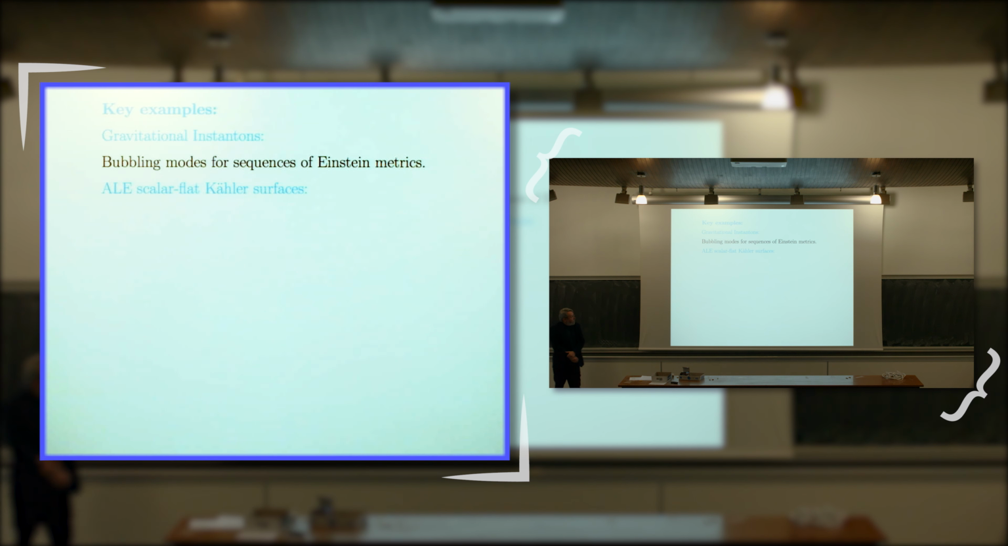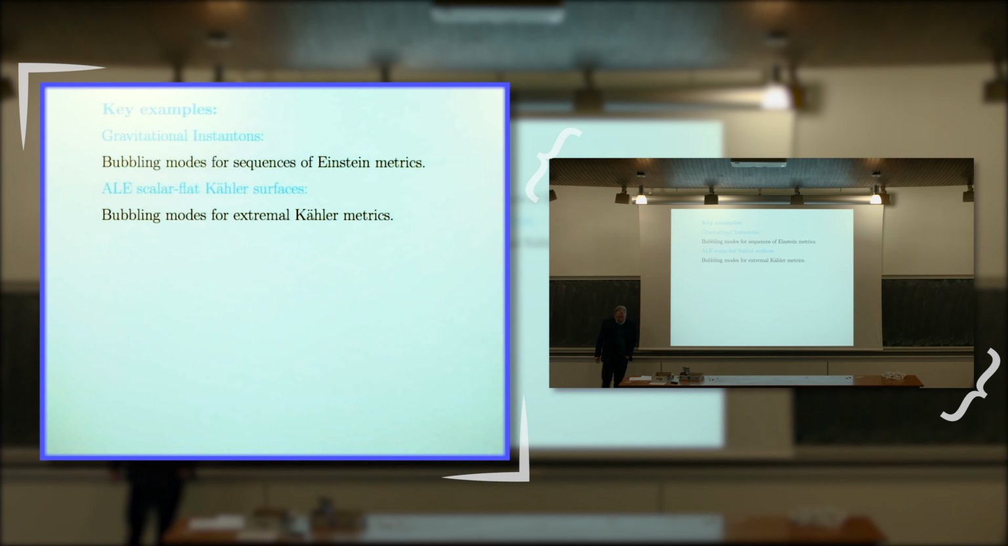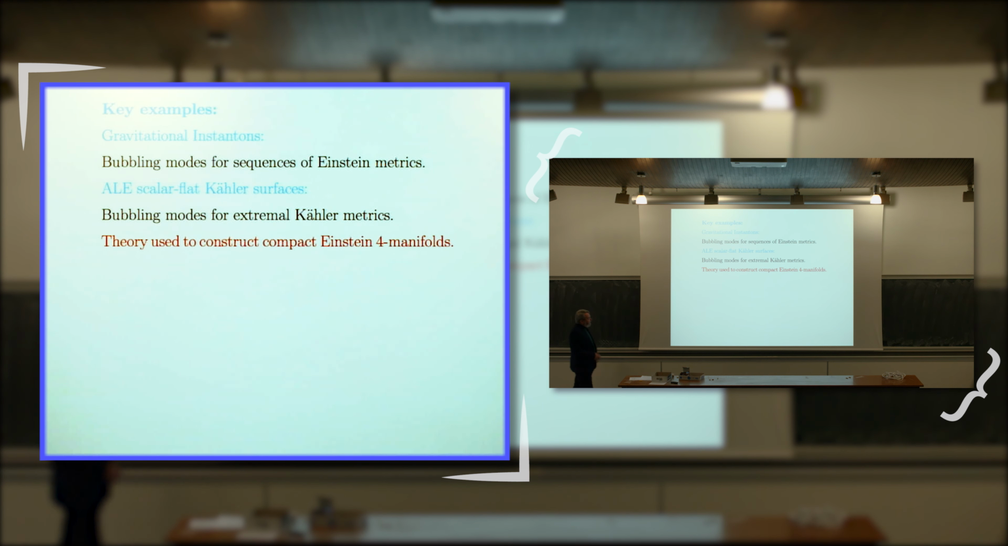So why consider ALE spaces? Hawking and his group discovered some so-called gravitational instantons that are non-trivial Ricci flat Kähler manifolds. These turn out in modern Riemannian geometry to play key roles as bubbling modes for sequences of Einstein metrics on compact manifolds. When you have curvature concentration and you rescale, you can see such things. There's a similar thing for scalar flat Kähler surfaces, and they arise as bubbling modes for more general sequences of so-called extremal Kähler metrics. In fact, this kind of technique can be used to construct some compact Einstein manifolds.